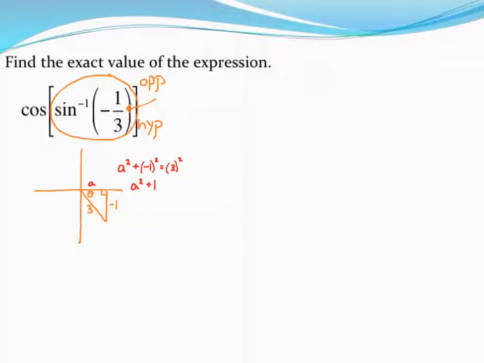-1 times itself is +1. That's why I needed parentheses. That number is always going to be positive. And then equals 9, so I'll subtract 1 from both sides. a squared's got to be 8. And then I'll take a square root and find out that a is equal to the square root of 8.